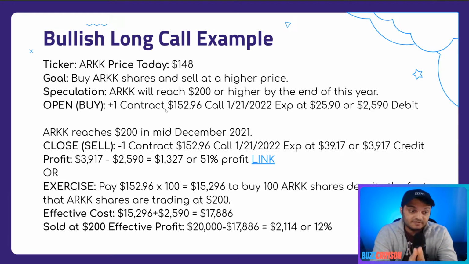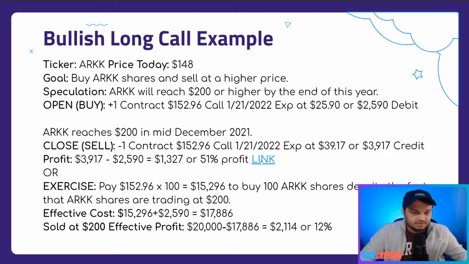So my profit is, I paid $2,590 and I sold it at $39.17. So my profit is $1,327, which is about 51% profit on the amount of money I spent to buy that option.